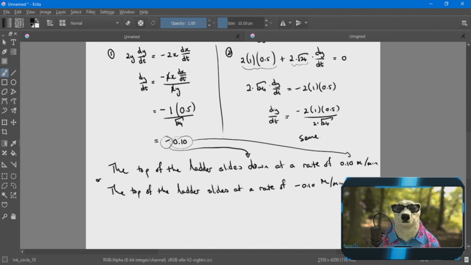So how you write your concluding sentence is up to you. There's some flexibility there for sure. But we've wrapped up our question. Let's zoom out and look at it again.